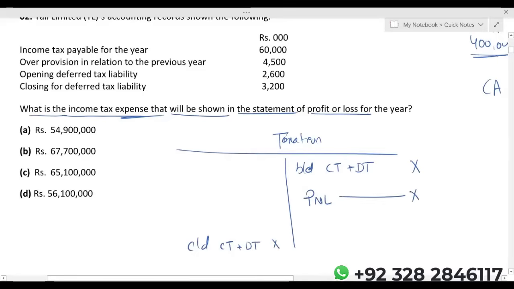Now, there's a possibility that if there is a revaluation surplus, whatever deferred tax liability comes due to revaluation surplus, we charge that to OCI. Because according to IAS 12, if the deferred tax liability is coming due to revaluation surplus, you will have to charge it to revaluation surplus. So there's a possibility you might have an impact of deferred tax in OCI. And one more thing, if the current tax balance is coming on the credit side, it shows over provision of income tax.